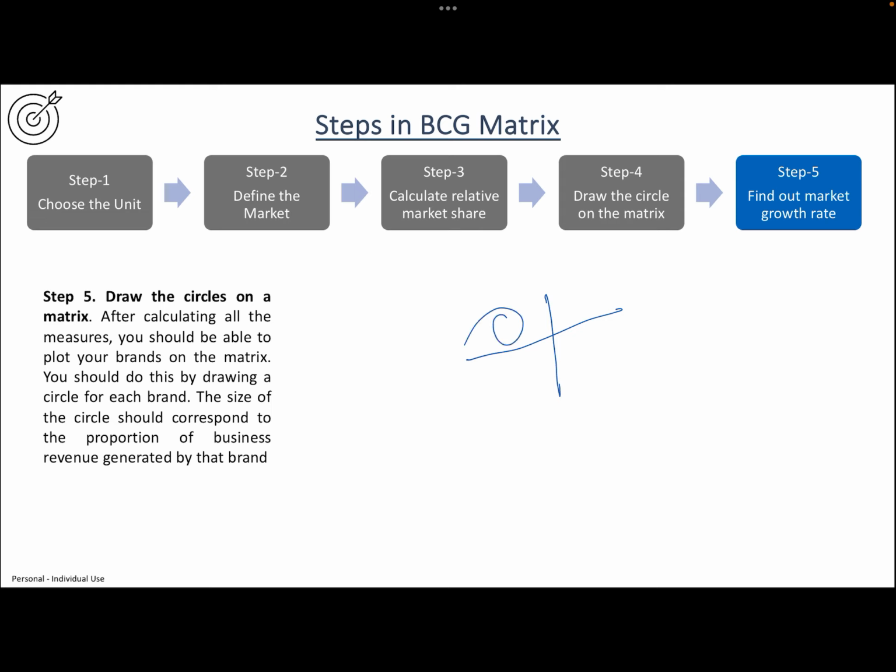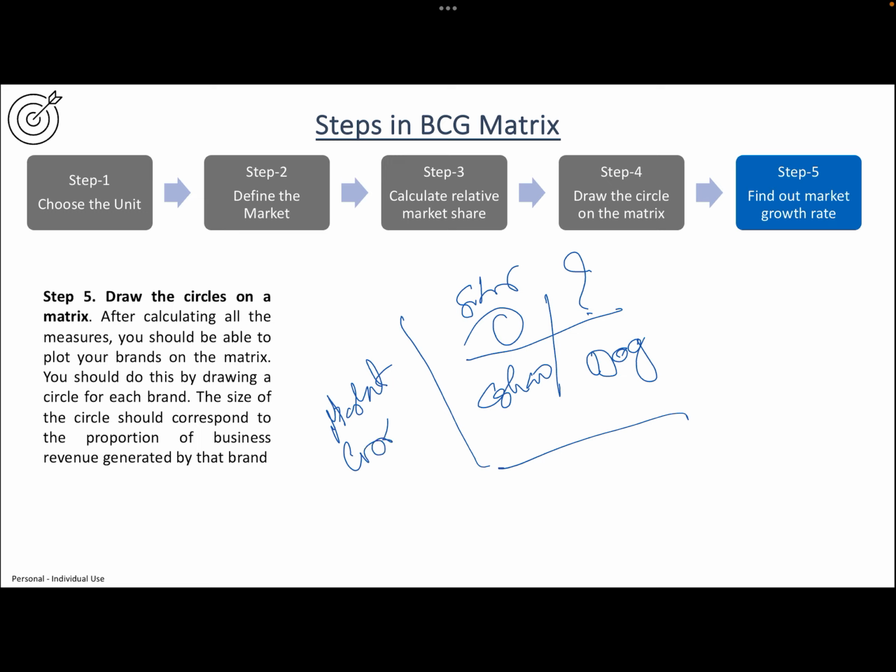So there are four quadrants: cash cow, star, question mark, and dog. Remember, guys, these four are very, very important. On the Y-axis we have market growth, high and low. And on the X-axis, what do we have? The company's market share, high and low. For each of these situations we have a different strategy.